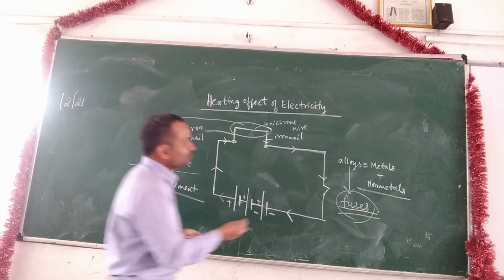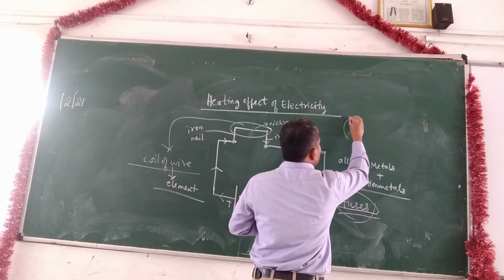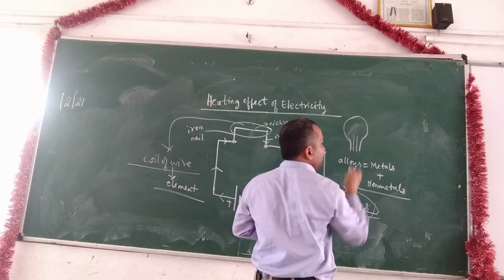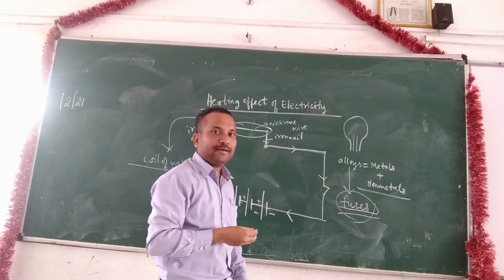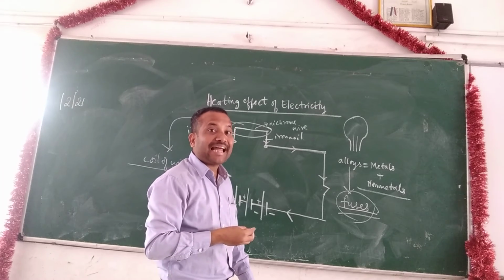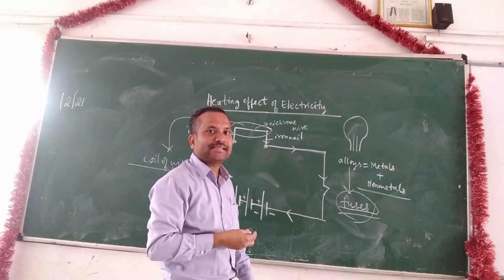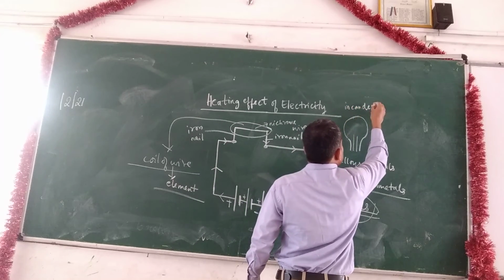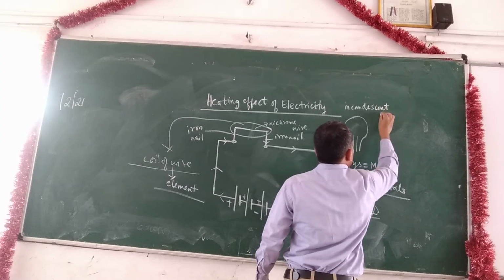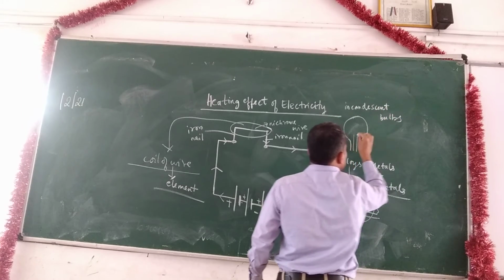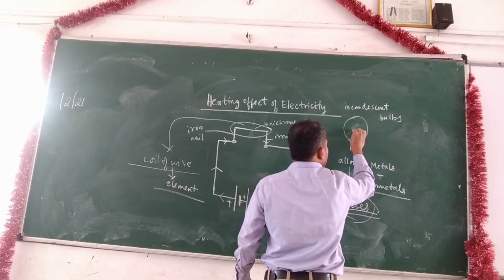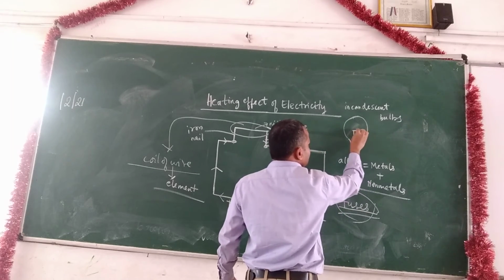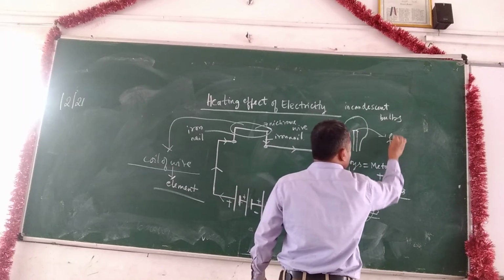the kind of bulb we were discussing, children, is called the incandescent bulb. Incandescent bulbs. Here I have brought that bulb and shown you. This part is called the filament.